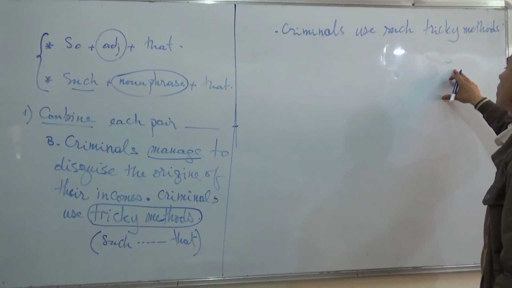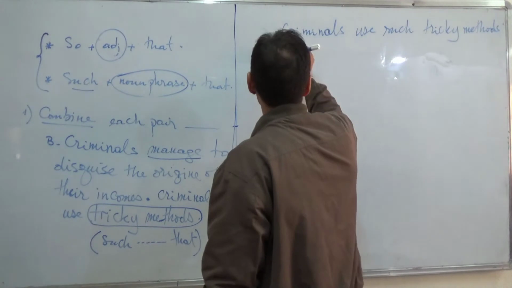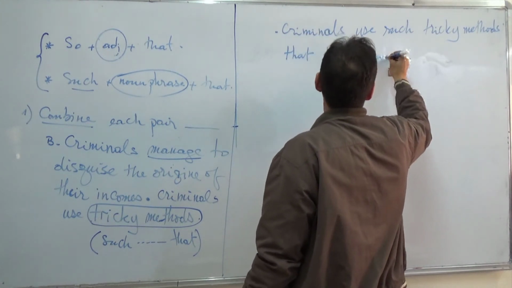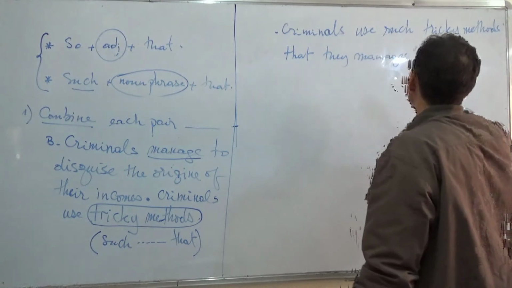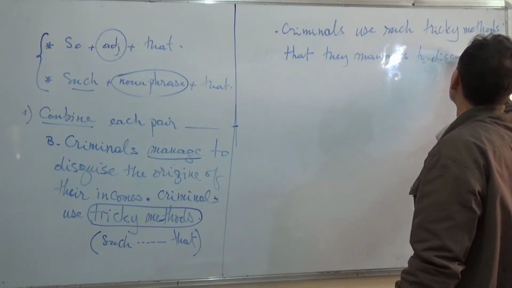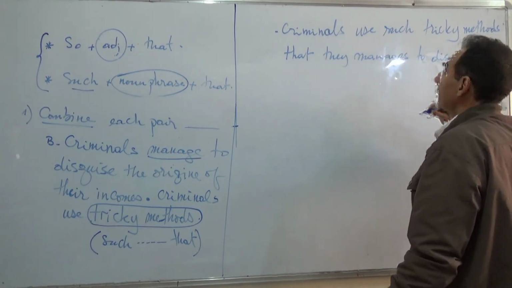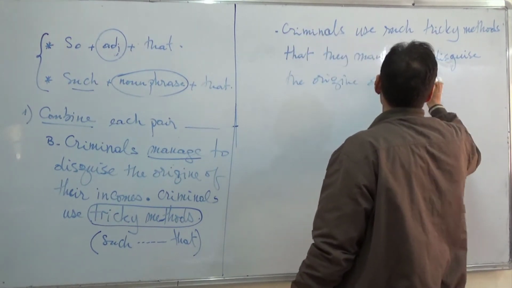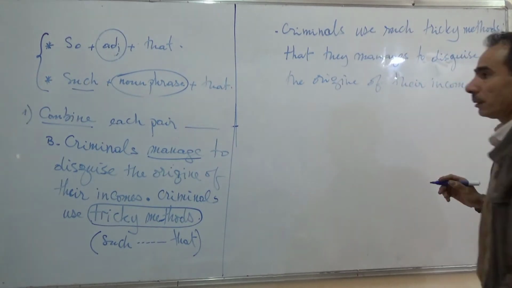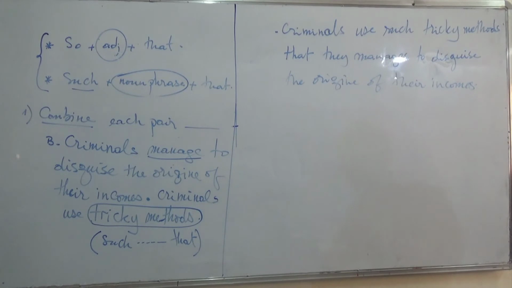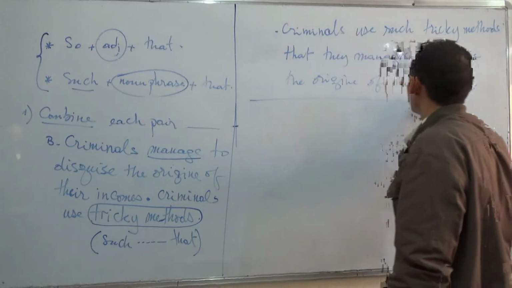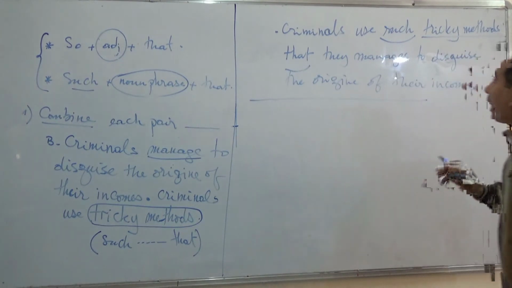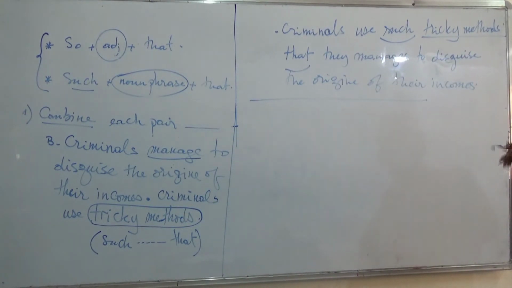Criminals use such tricky methods that they manage to disguise the origin of their incomes. Another example, how you can consider that we have such noun phrase and that. So my sentence is correct.